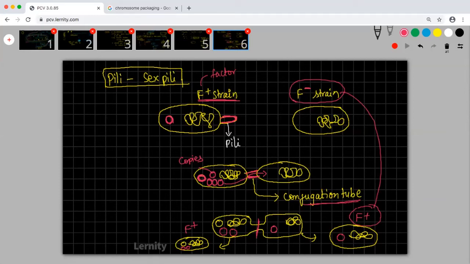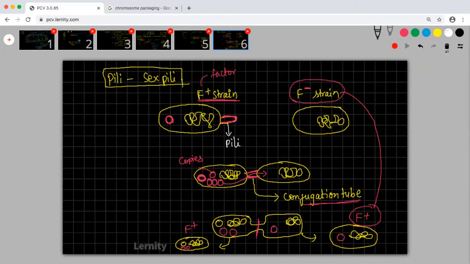Okay, so ultimately this is not reproduction. Please understand, this is not sexual reproduction. But what has happened here is transfer of genetic material. So what is conjugation? Conjugation is transfer of genetic material from one particular bacteria to another particular bacteria.